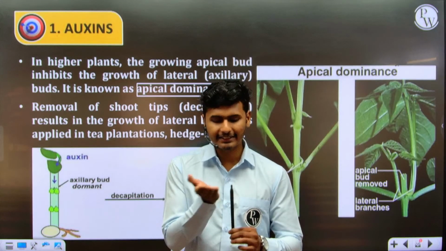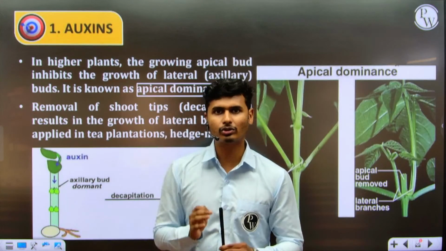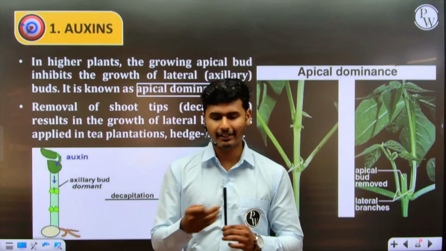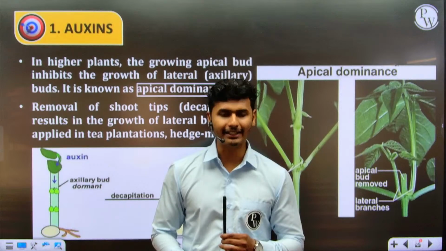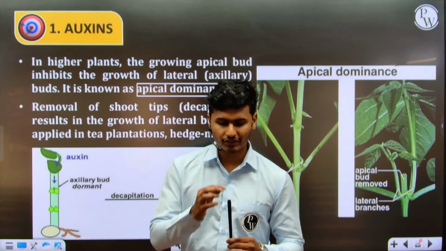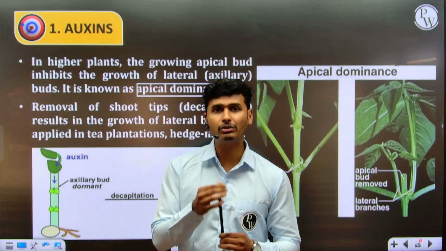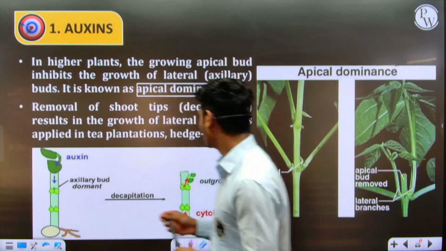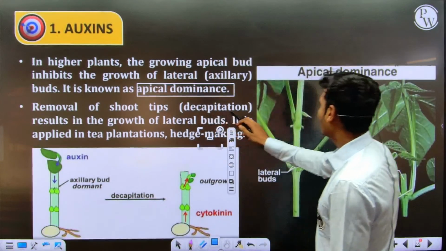We can cut this shoot part. If we cut the shoot, the growth of this plant stops and lateral buds or lateral branches start propagating, and production becomes high in the farming. This is known as apical dominance. To prevent apical dominance, we do decapitation, also known as hedge making.